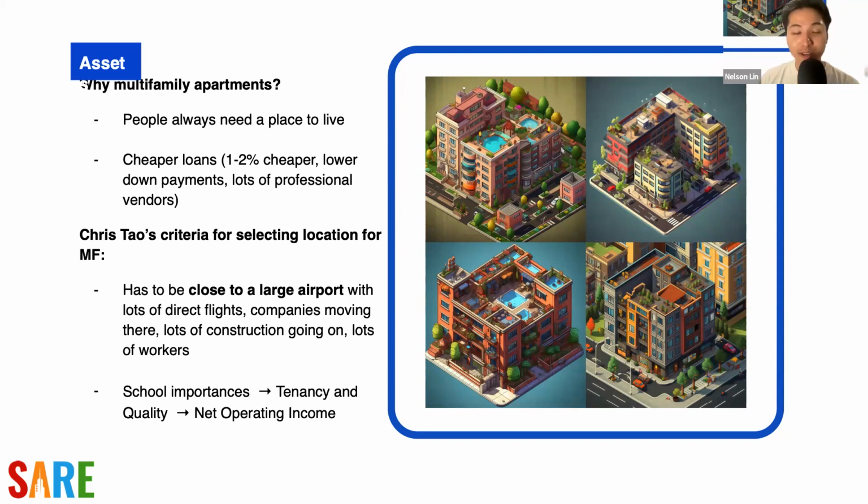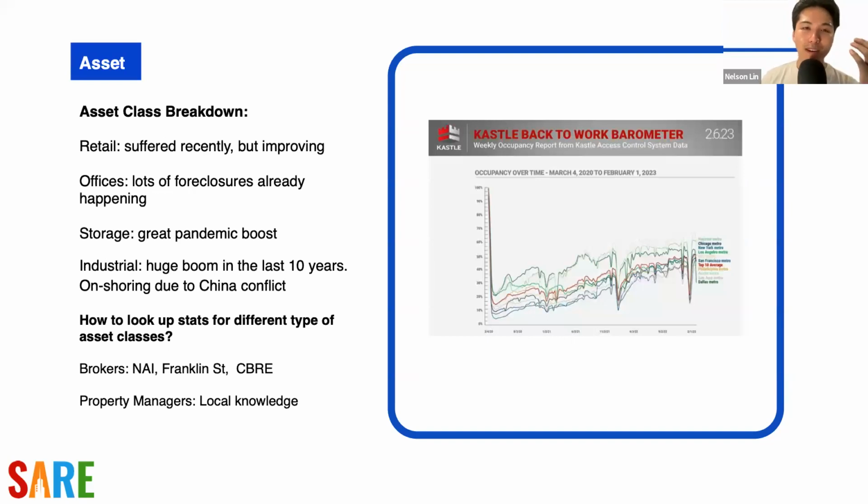Chris Tao's a partner of mine. He has his own criteria for identifying locations for multifamily. He wants them to be close to large airports, right? Direct flights, companies moving in, right? You don't have that unless you have a large airport with direct flights. And then for him, he also cares about the importance of the school, which improves the tenancy and the quality of the tenants, which translates to being able to generate higher rent long-term. And so, multifamily is very popular.